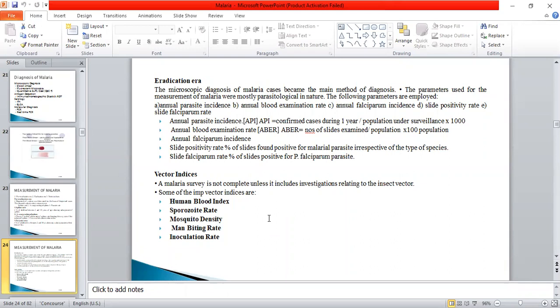Vector index. A malaria survey is not complete unless it includes investigation related to the insect vector. Some of the important vector indexes are human blood index, sporozoite rate, mosquito density rate, man biting rate, and inoculation rate.